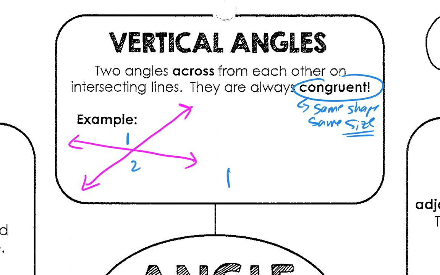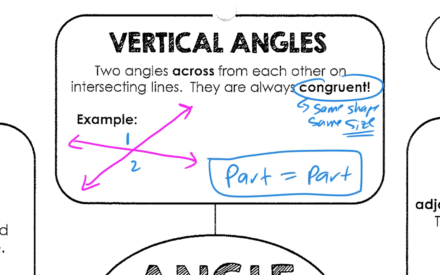So if it's the same size, then here's the relationship we're going to use for our equations. We're going to say this part equals the other part. That's going to be our rule. This part equals the other part. So that's vertical angles, two angles that are across from each other using intersecting lines. Keeping that in mind, let's keep it moving.